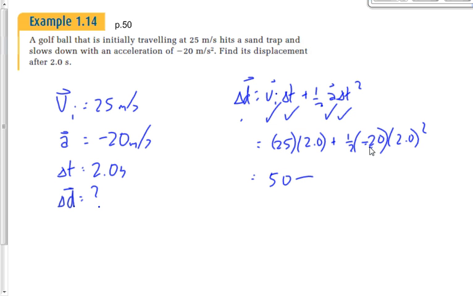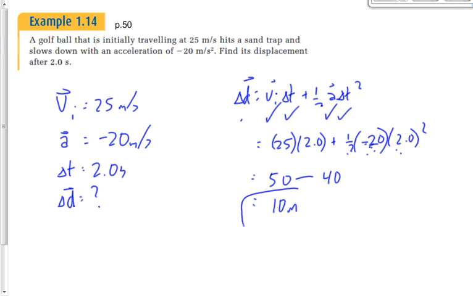What is this on the right-hand side here? A half times -20 times 2 squared. 2 squared is 4. 4 times 20. 4 times 20 is 80 times a half is 40. 50 minus 40 is 10 meters.